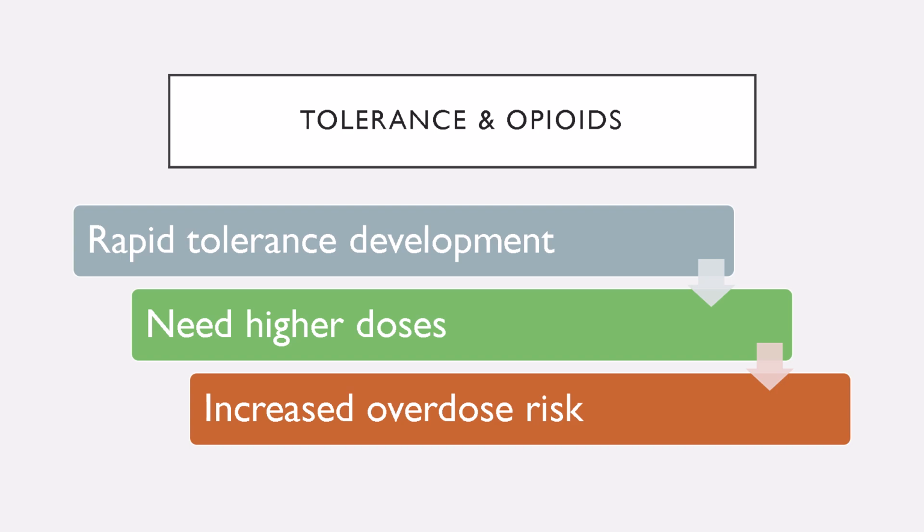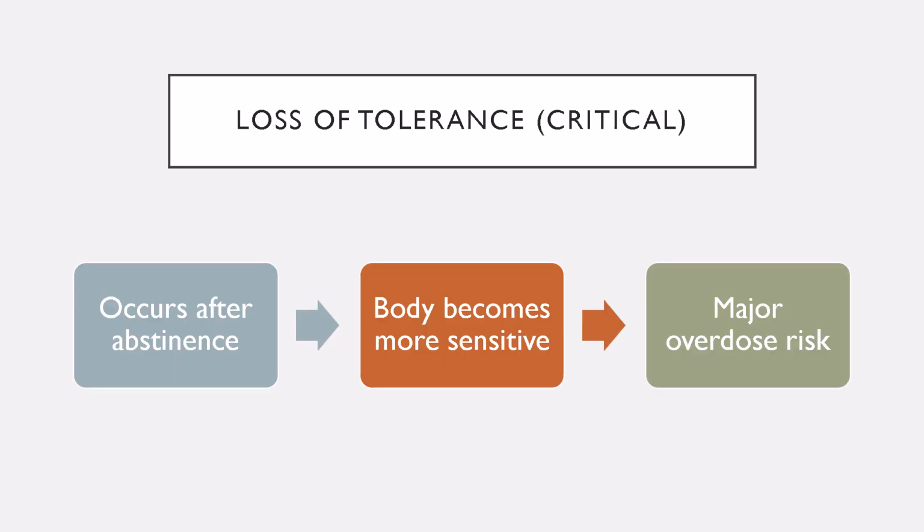Another important factor is that tolerance to the euphoric effects may develop faster than the tolerance to the respiratory depression. So that means that the client may feel less high, but they're still at a higher risk for overdose. So as a counselor, recognizing tolerance patterns is going to help you to assess risk and progression.